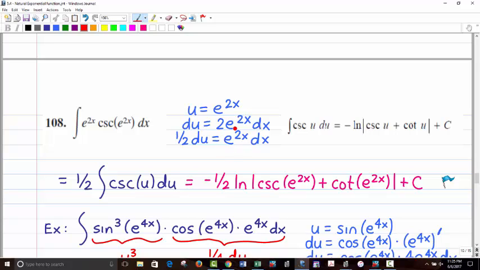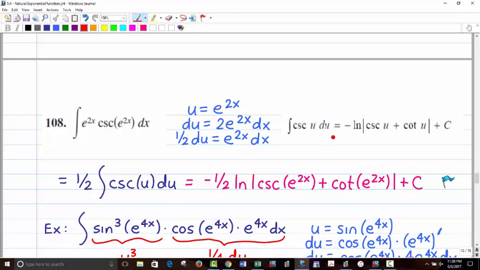So we just have to adjust for the 2 to make it 1/2 du equals e to the 2x dx. So essentially you have to take care of that. So the e to the 2x dx is now just 1/2 du. Then we have 1/2 cosecant of u du.